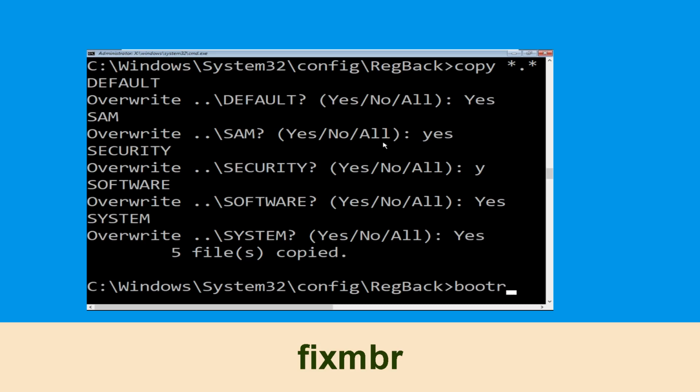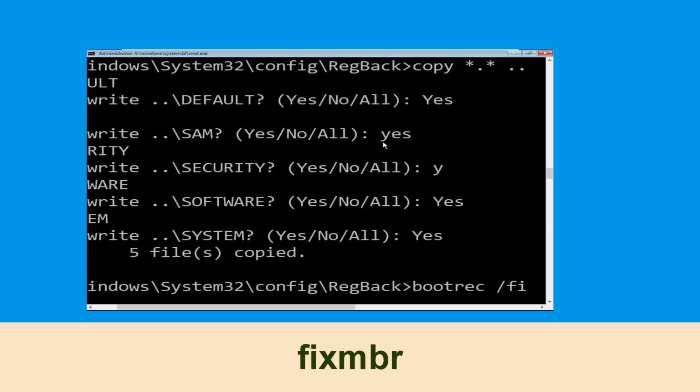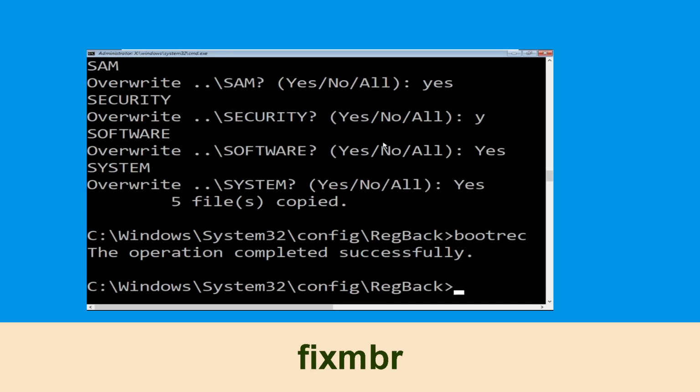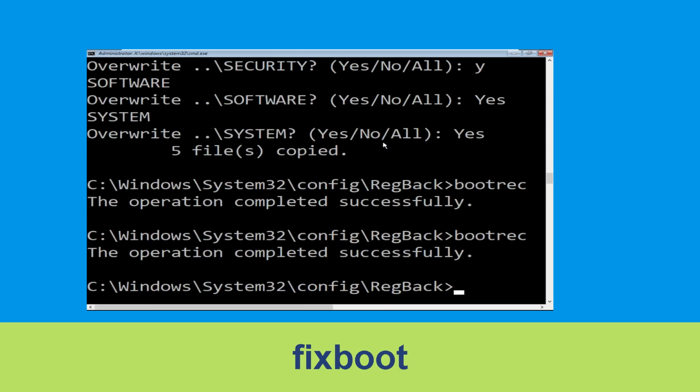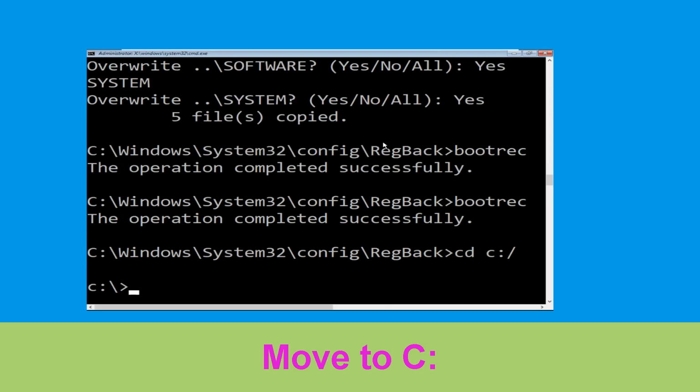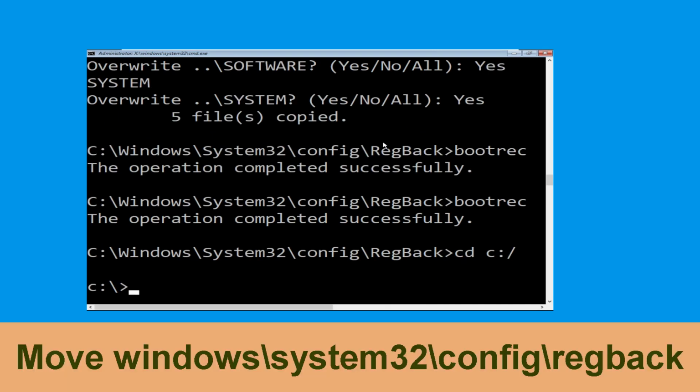Now execute this command. Type bootrec space /fixmbr and simply hit enter. Type bootrec space /fixboot and hit enter. Now type cd space c:/ and simply hit enter. Now type cd space windows/system32/config/regback and hit enter to execute.